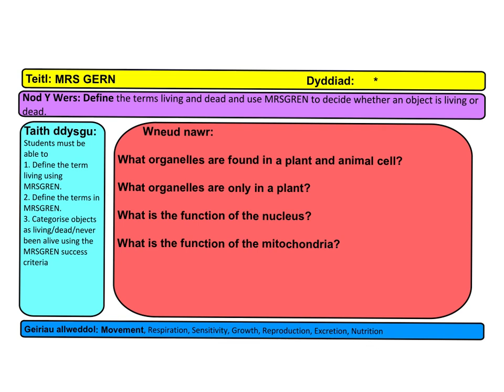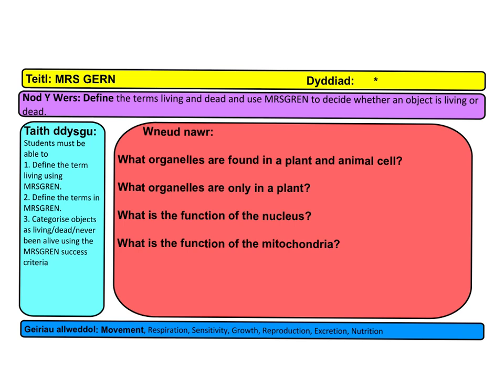Okay. So today we're going to define the terms living and dead and use Mrs. Gren to decide whether an object is living or dead. Most of you, if you're using your class notebook, will just have this. However, if you haven't and you do it on a piece of paper, please make sure you get your title, your date, whatever the date is for you, and your keywords, okay? Keywords for scientific literacy are really important.